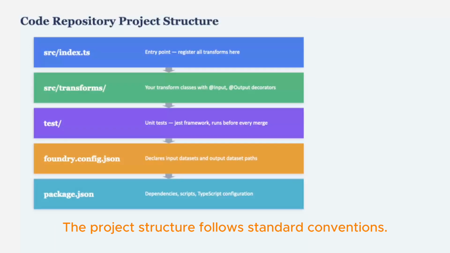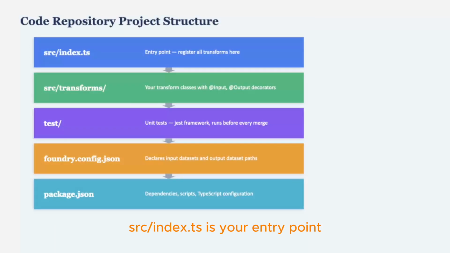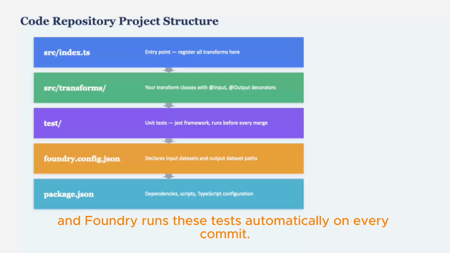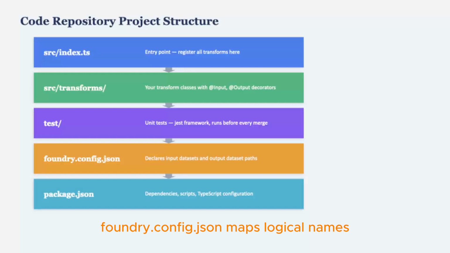The project structure follows standard conventions. src/index.ts is your entry point where you register transforms. Transform files use Foundry decorators. Input declares which dataset to read. Output declares where to write. And the compute method contains your logic. The test directory uses jest, and Foundry runs these tests automatically on every commit. foundry.config.json maps logical names to actual dataset paths in Foundry.